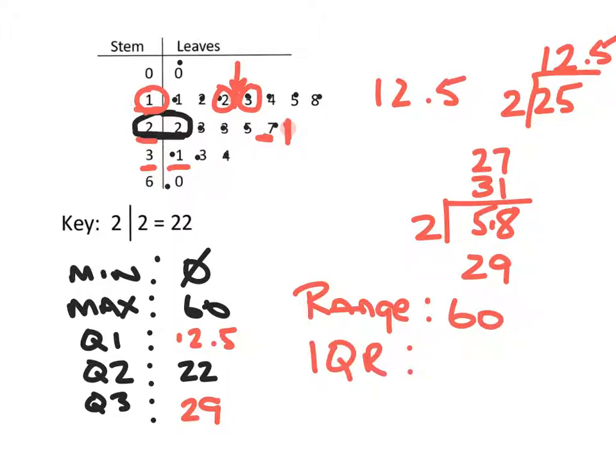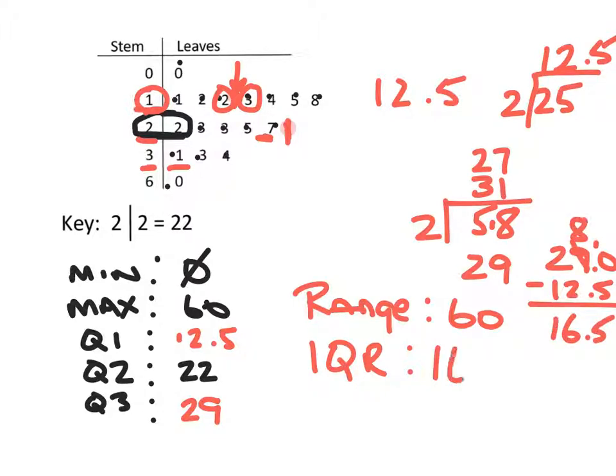My IQR, Q3 minus Q1, 29 minus 12.5. That leaves me 16.5 for IQR. Measures of spread, range, and IQR, as well as a 5-number summary, can all be found by interpreting the data on a stem and leaf plot.